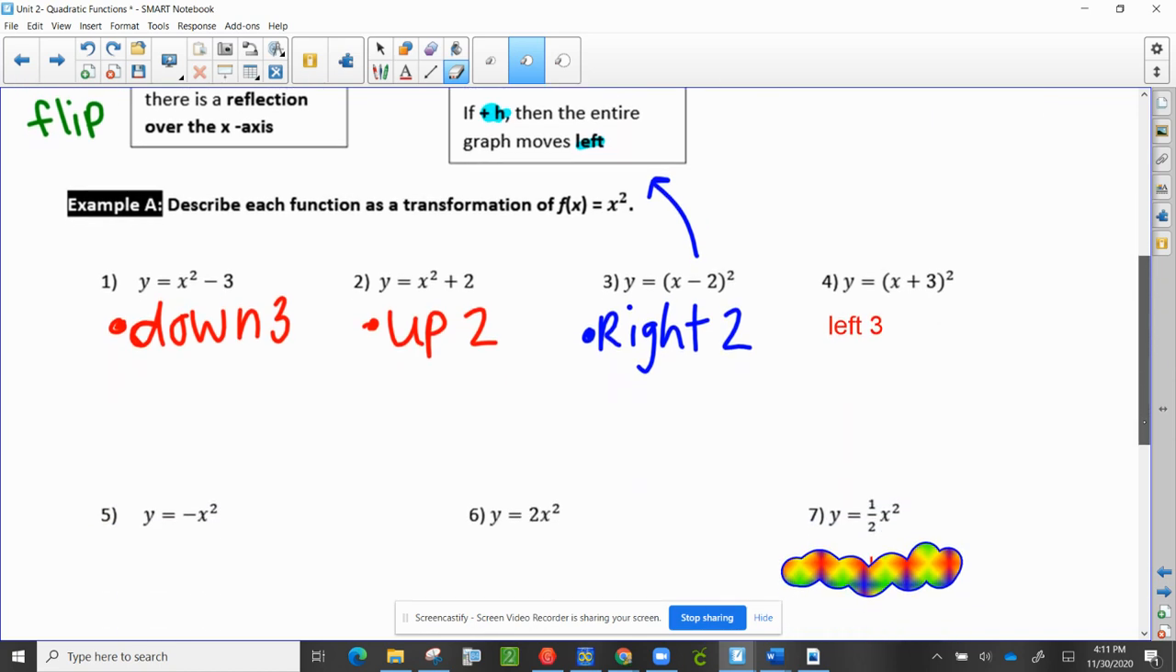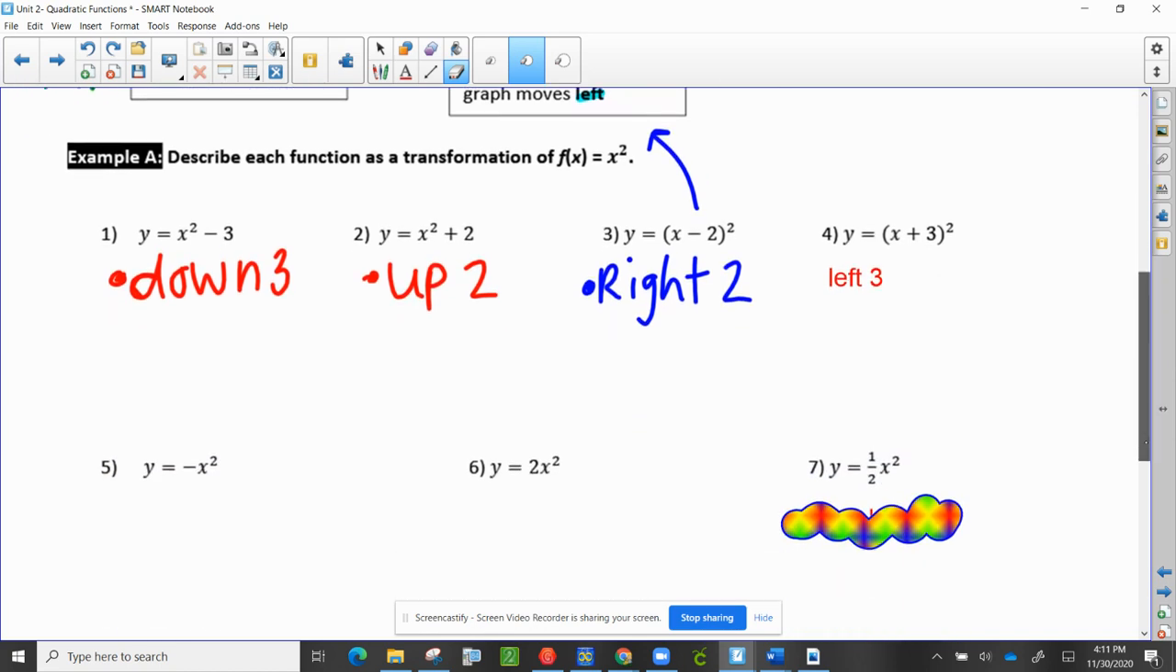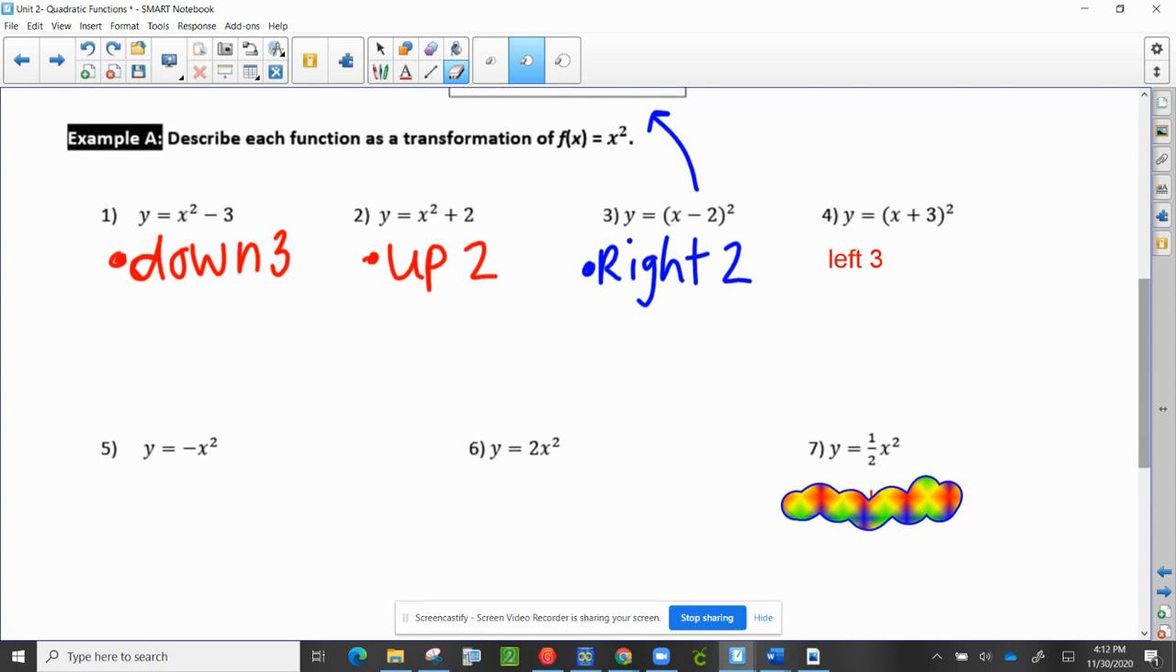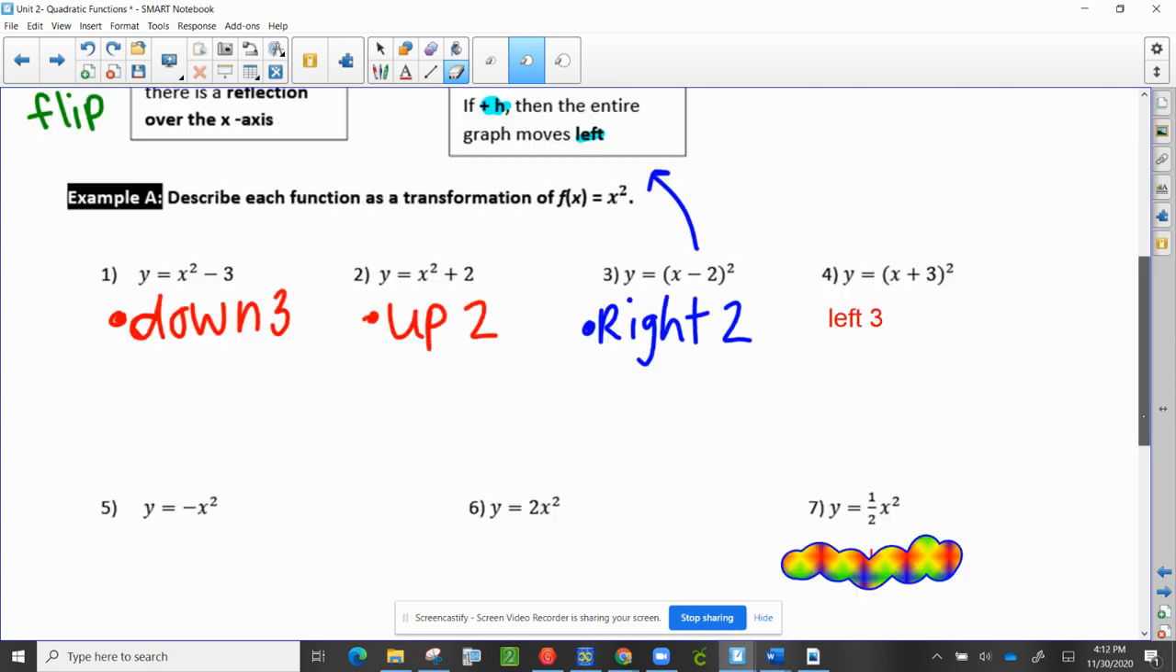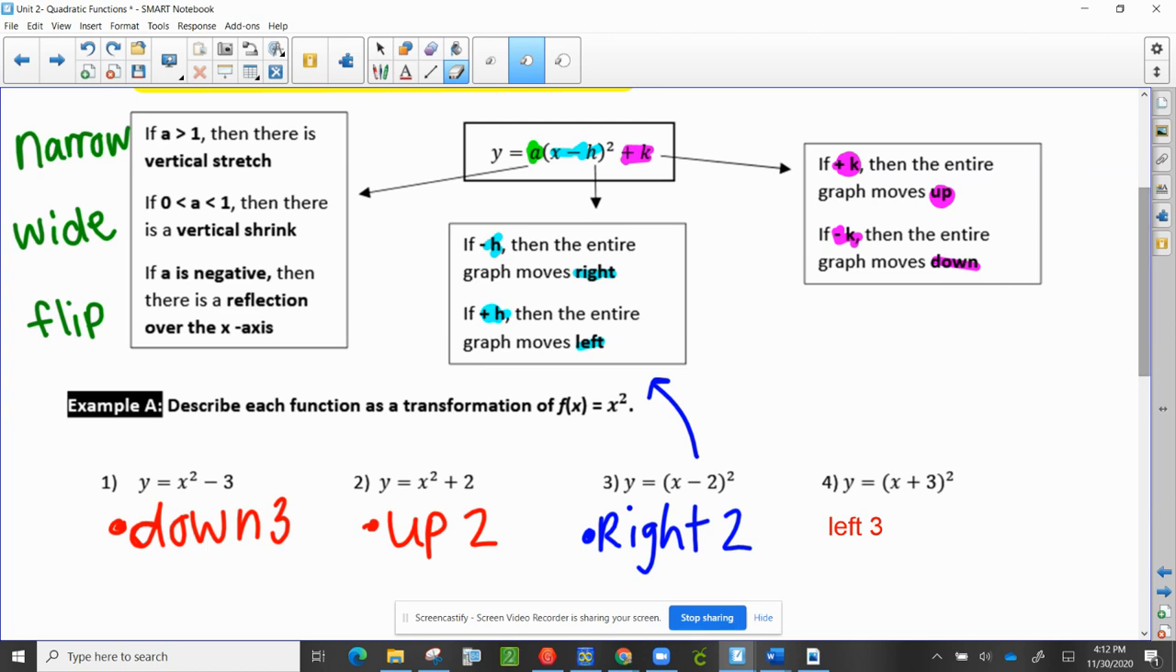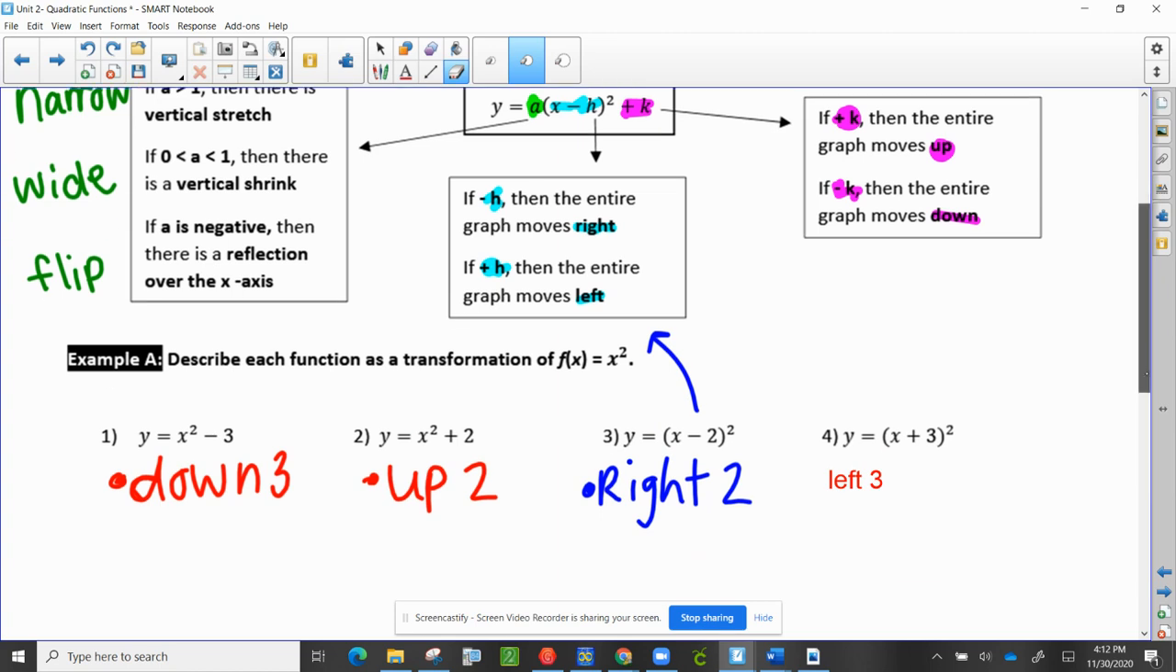Let's get to some that involve a little bit more with them. So we have some coefficients in this next row. So that's all of our green things. So remember, if the A value is bigger than 1, it's going to be more narrow. If the A value is some kind of fraction or decimal, it's going to be more wide. And if there's a negative in front, it's going to flip the graph. It's going to be a reflection.